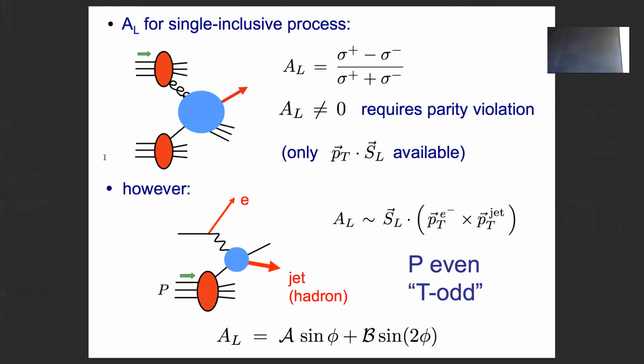Is it analogous to the AL single spin asymmetry that's there in SIDIS?